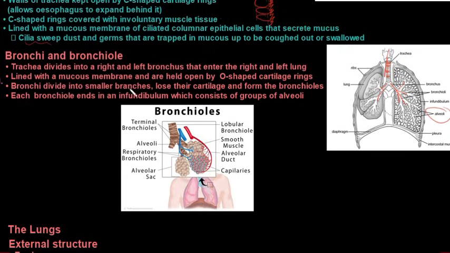So each bronchiole ends in an infundibulum, which consists of a group of alveoli. So alveoli are the single, let's say grape-like structures, and then all of them together are known as the infundibulum. So there's a nice little diagram down here. You've got the bronchus, then the bronchus divides into the bronchiole, and then at the end of this bronchiole, you'll have the infundibulum, also known as an alveolar sac, and then that infundibulum is made up of a little, or a lot actually, a lot of these little alveoli.